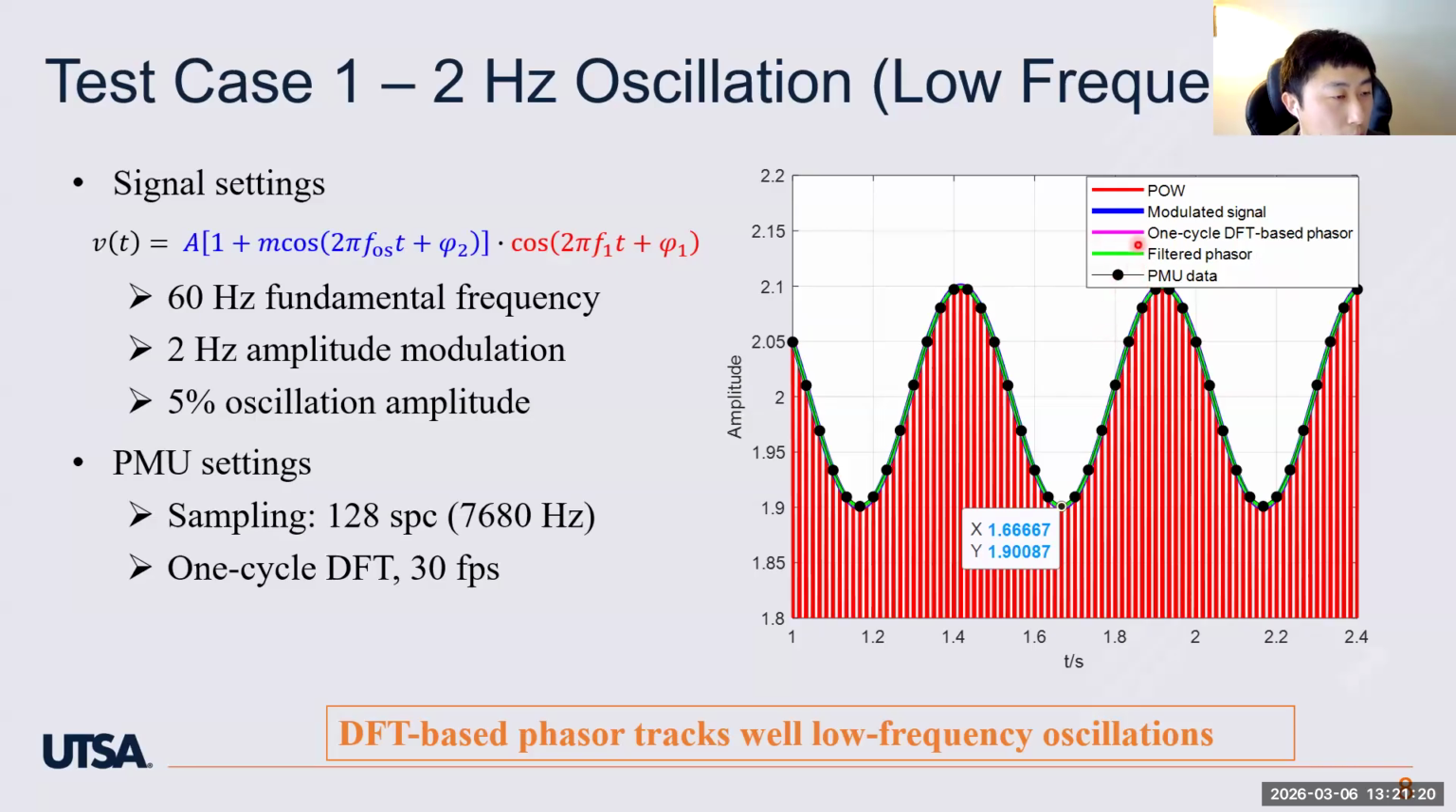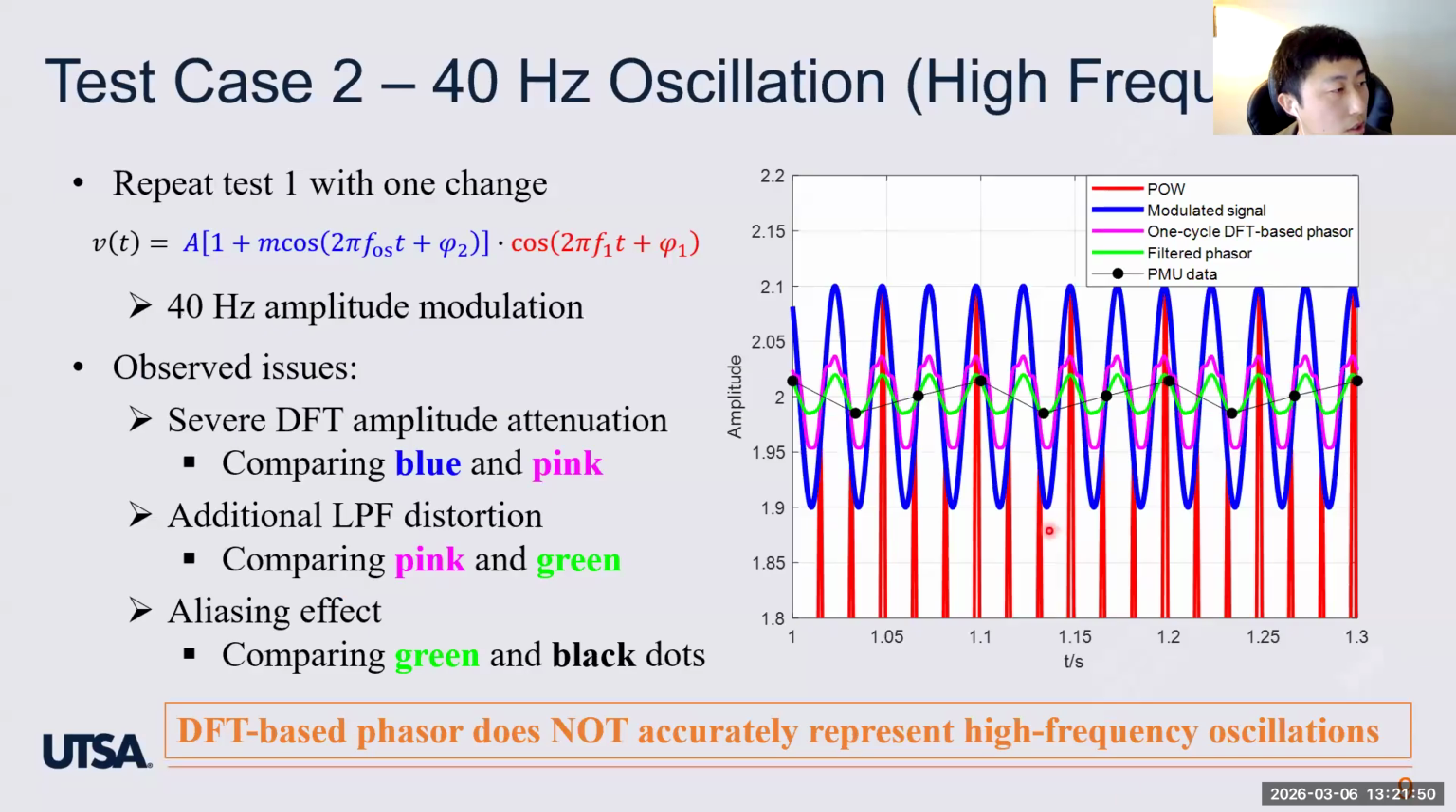And then after the low pass filter, you get the green curve. You probably can see a little bit here. And then you downsample that green curve, you get the black dot right here. So this is a 2 Hertz low frequency oscillation, and the DFT algorithm works pretty well, and that is well known. So if we do the same thing, but to a 40 Hertz oscillation, you're gonna see quite surprising results here.